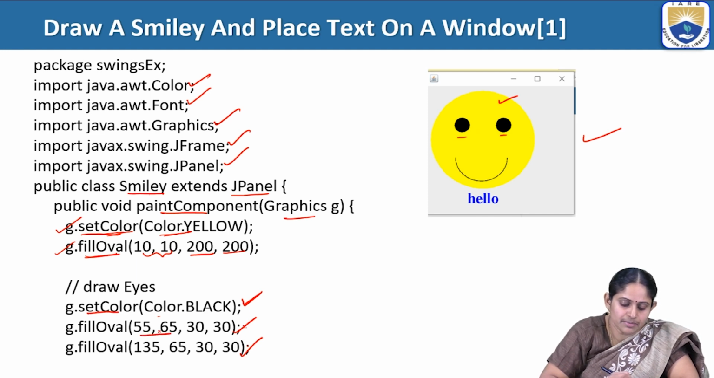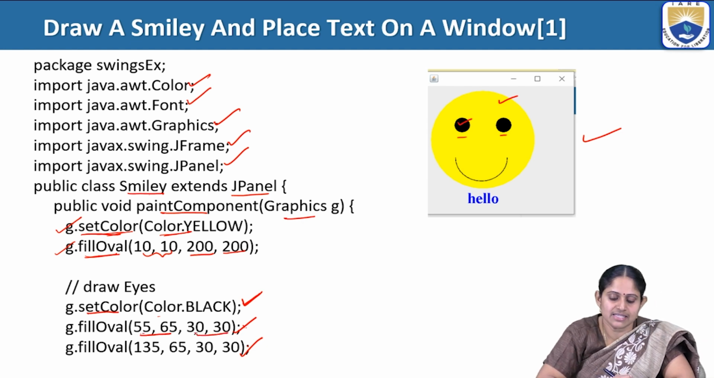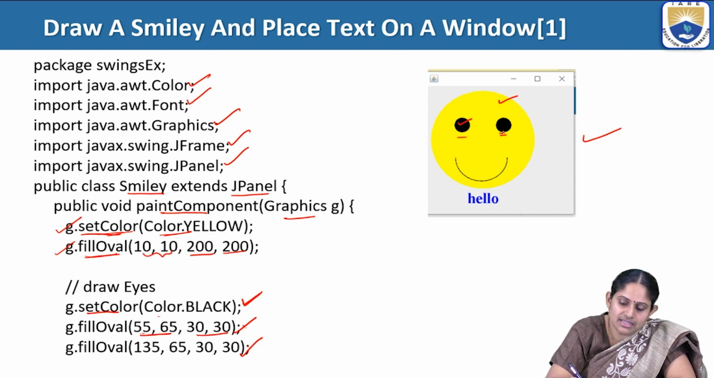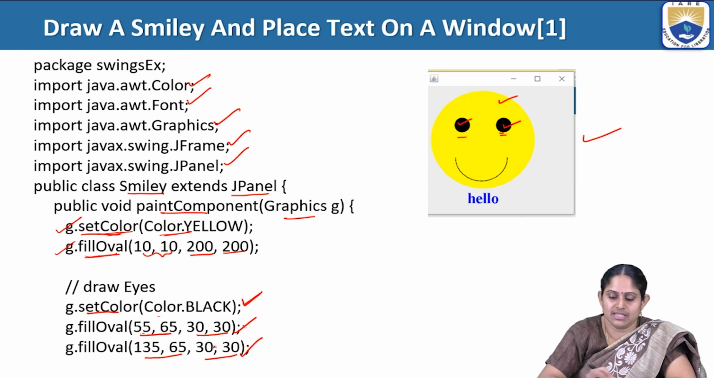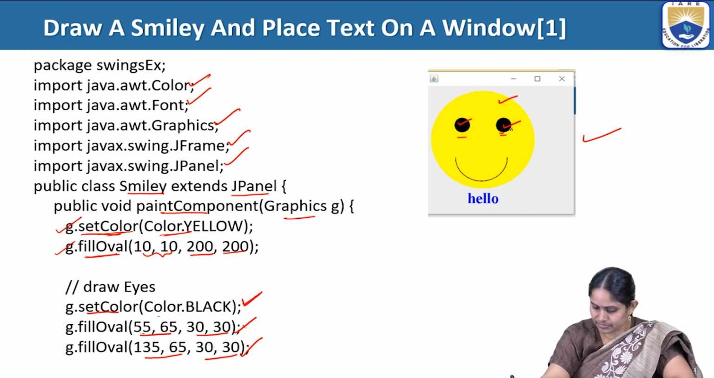One object is one eye. That means this eye is starting at 55, 65 with size 30 by 30. That is, its length and breadth will be 30 by 30. And the other circle will start at 135, 65 and it's of the same size. So we get two circles of the same size.